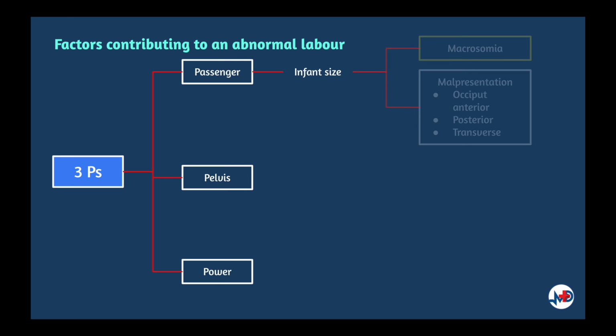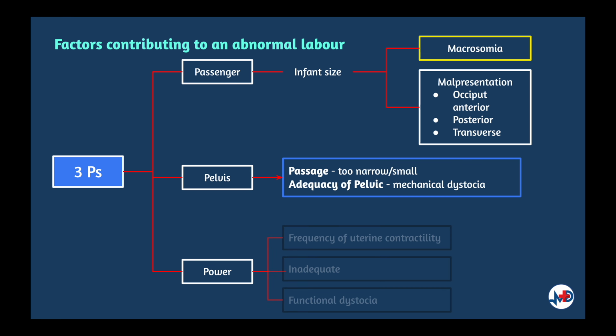Next, let's now look at the factors that contribute to abnormal labor. There are three in general, the three P's, which are the passenger, pelvis, and power. Let's look at the passenger. The passenger may produce abnormal labor because of the infant's size, such as in a macrosomic state, or from malpresentation.